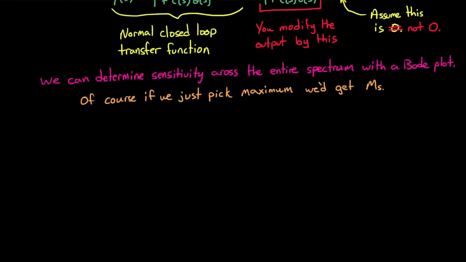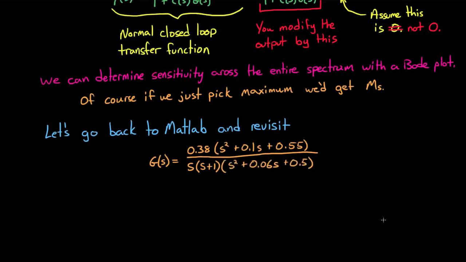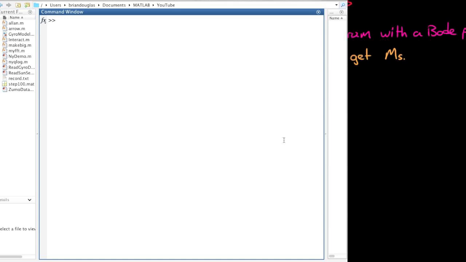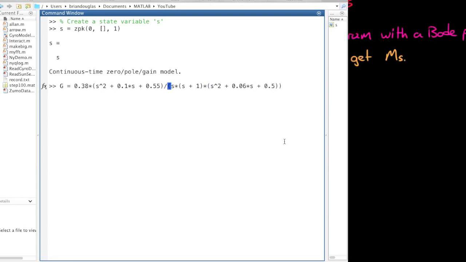At this point, let's go back to MATLAB and revisit the problem we set up from the last video and see if we can use our new information to make a better system, a more robust system. And just as a reminder, our system was G of s equals this big mess of a transfer function. And the first thing I always do in MATLAB is just to create a variable s so that it makes making transfer functions a little bit easier. And then I'll generate that transfer function G that I wrote down using the variable s.